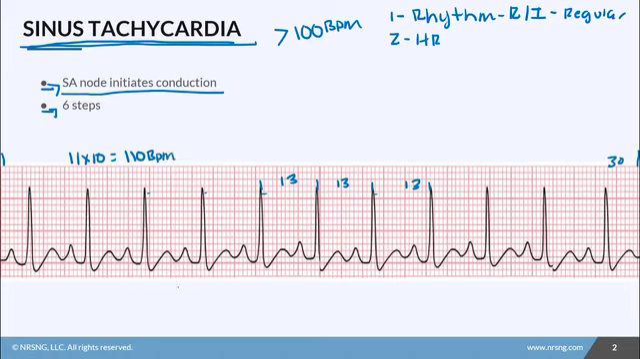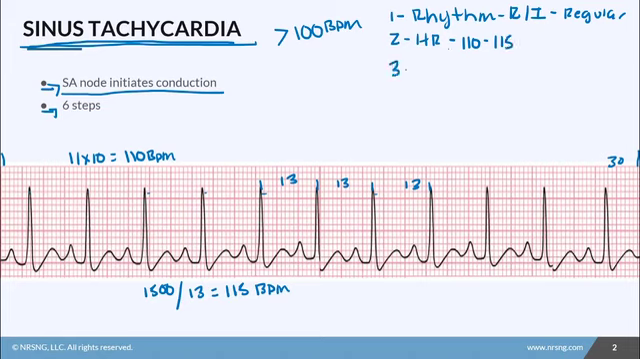But let's do the 1500 method as well. So we're going to divide 1500 by 13, and we're going to come up with 115 beats per minute. And don't forget that this method is more accurate. So our heart rate is anywhere from 110 to 115 beats per minute.